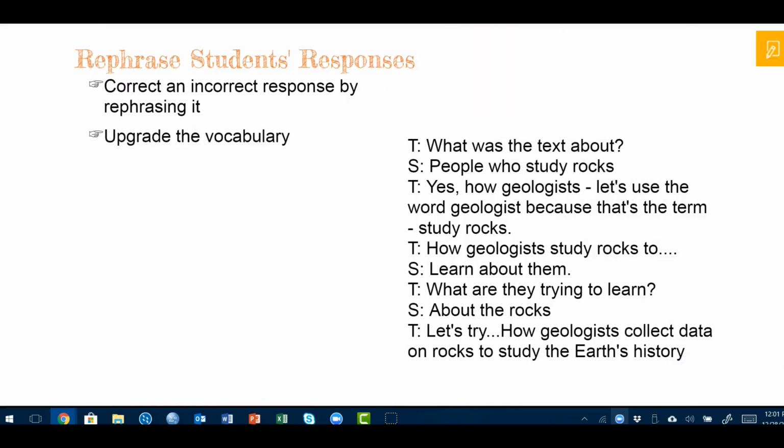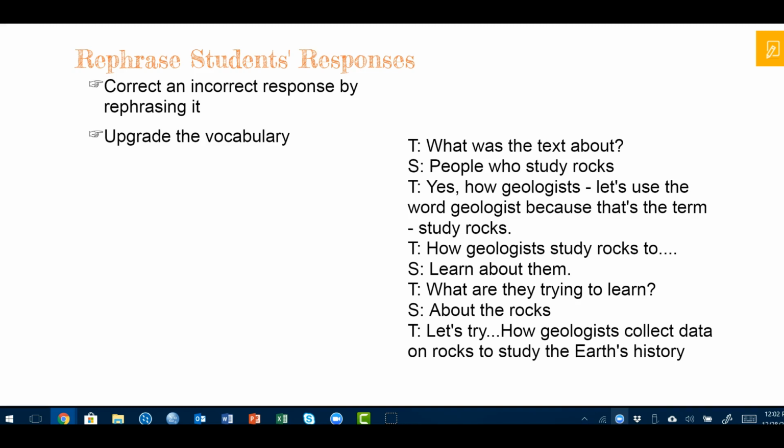Rephrasing students' responses. So on the one hand, students aren't going to know how it is that they should sound in terms of communicating academically, and that's okay. That's part of what school is for. If they do an incorrect response, the other thing that you can do for rephrasing is correct it by rephrasing it. Rephrasing also allows you to upgrade the vocabulary, upgrade the sentence structure, give them a different model, okay, for how it can look.